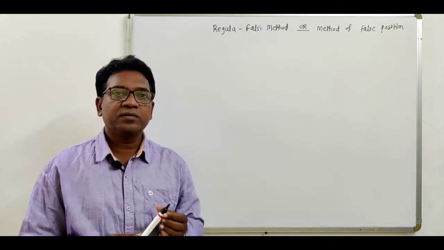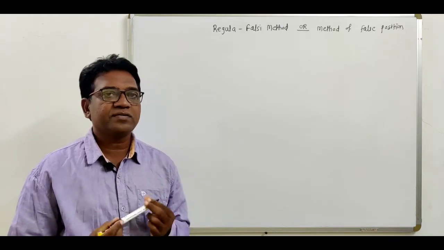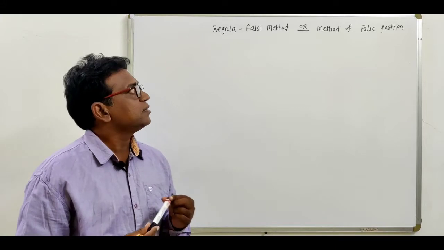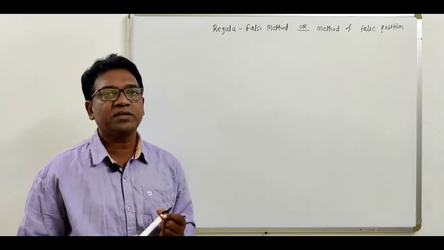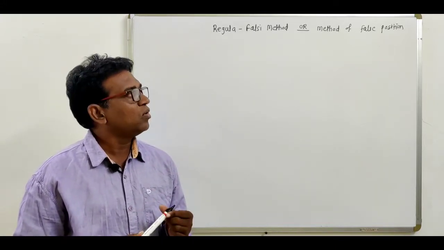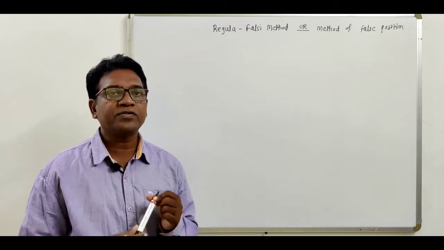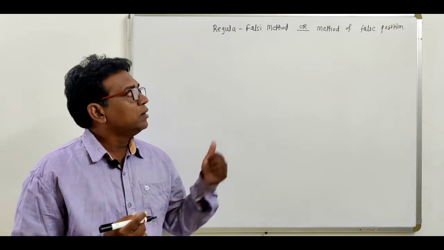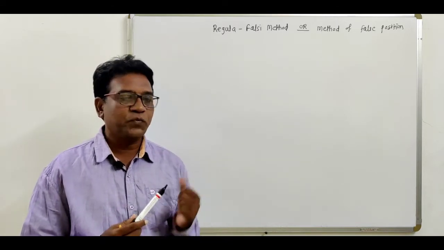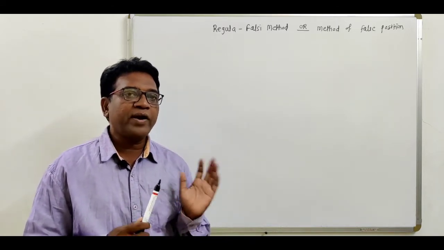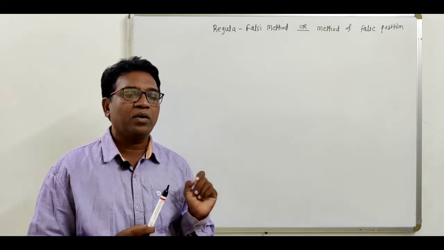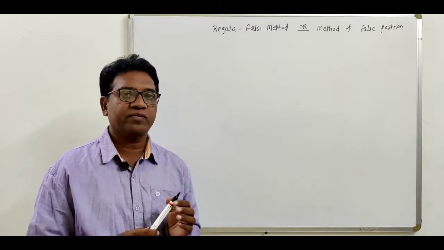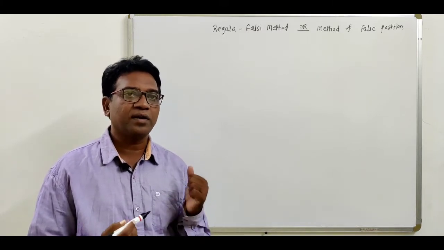Now in this lecture we will discuss this new method, that is the regula falsi method, or it is called the method of false position. This method is useful for finding the real root of an equation. Obviously it may be an algebraic equation or a transcendental equation.